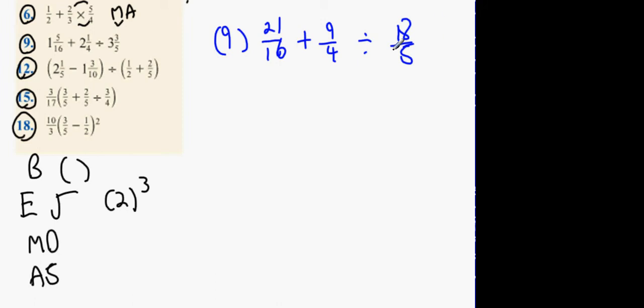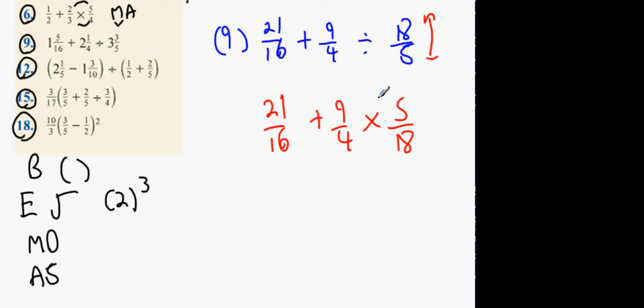Now we're at the stage where we can actually do some division. Okay, division comes first. What do you do with the second number, the 18 over 5, Sean? Flip it upside down. We're going to get 21 over 16 plus 9 over 4 multiplied by 5 over 18. Now, can I ask Joseph, what can you do with the 9 and the 18? You can cross them off: 2 and 1. 1 on the top, 2 on the bottom. Then when you multiply them, 5 over 8.